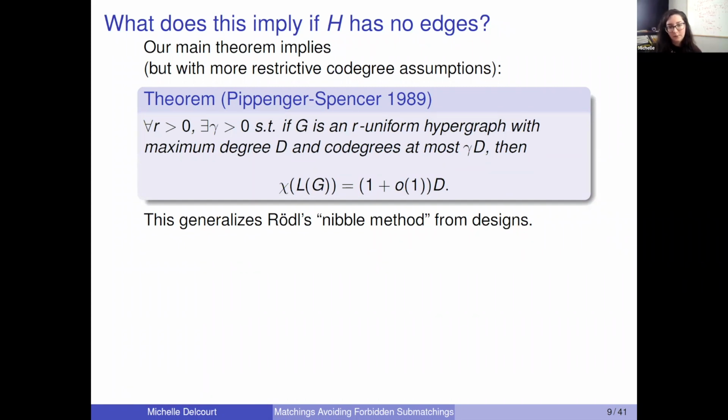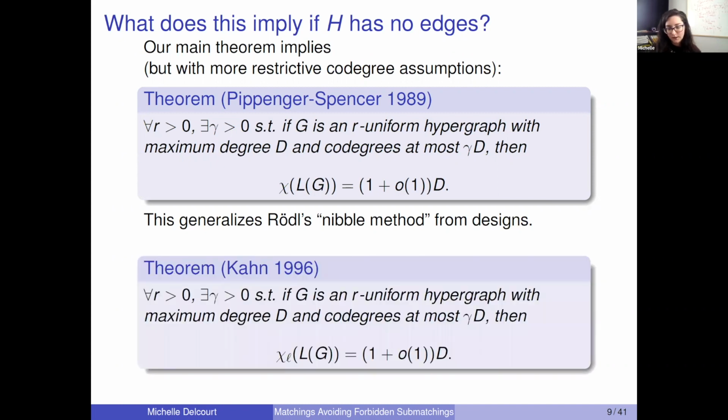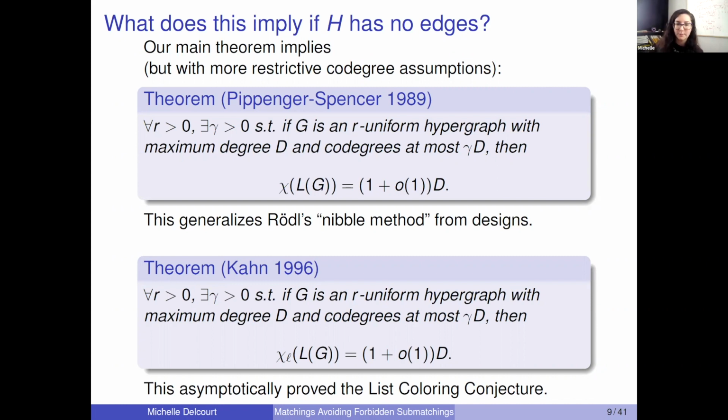So this historically is one train of research beginning in the 1980s. And a very celebrated result was, instead of doing this for chromatic number, doing this for list chromatic number, in the proof of the asymptotic version of the list coloring conjecture by Kahn. So morally, if we have no restrictions, then we're trying to find a large matching or a large independent set in the line graph of G with these mild conditions on G.